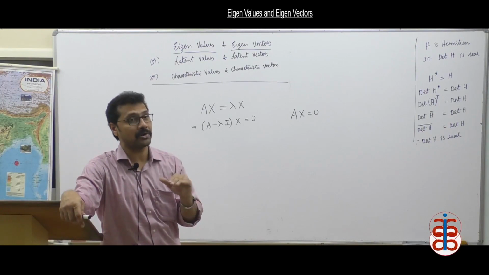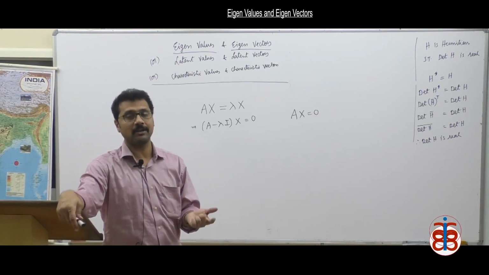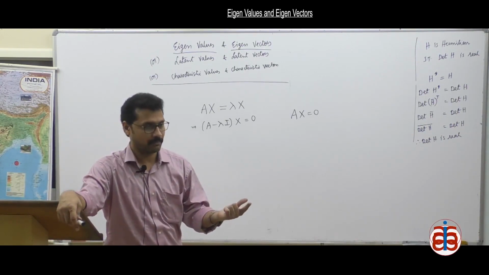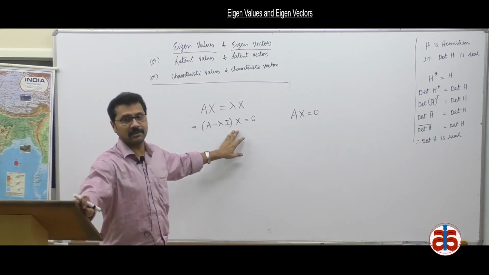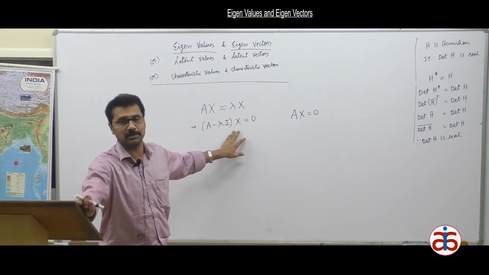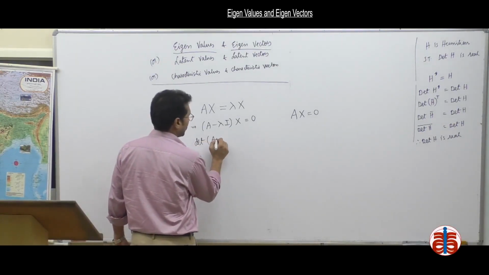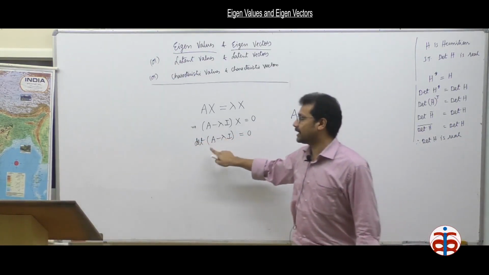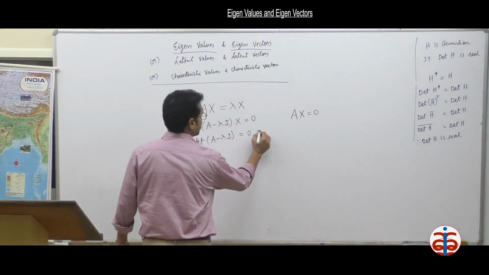When do we have a non-trivial solution? When the rank of the matrix A is less than n. When will it be less than n? When the determinant of the matrix A equals 0. That means in this scenario the non-trivial solutions, that is non-zero solutions, are possible when the determinant of A minus lambda I equals 0. This gives us an nth degree polynomial in terms of lambda, also called the characteristic equation.